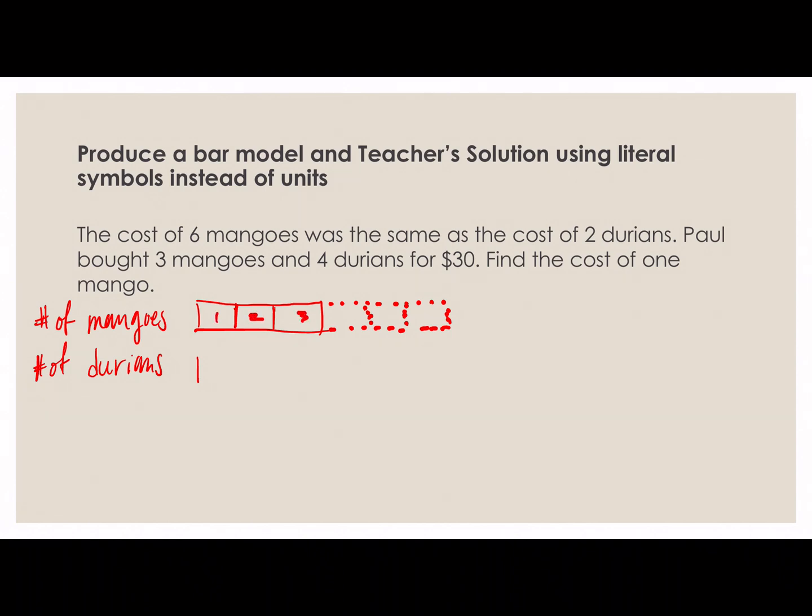1, 2, 4, 5, 6. Okay, that should be the same cost as 2 durians. So there's 1 there, 2. So those will help me keep track. So 3 mangoes is the same as 1 durian. Okay, so that's what a 6-to-2 relationship has.